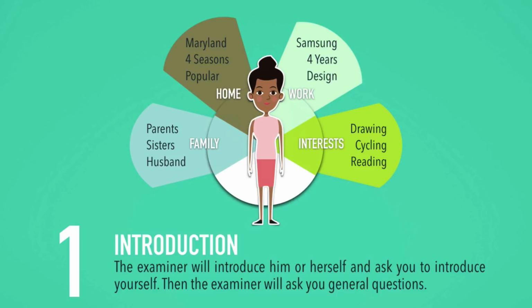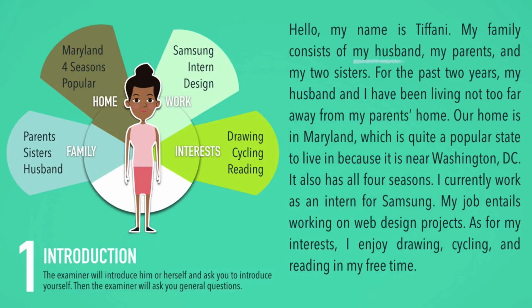So for family, I chose parents, sisters, and husband. For home, I chose Maryland, 4 seasons, popular. For work, I chose Samsung, 4 years, and design. And for interests, I chose drawing, cycling, and reading. So when I add this information to my introduction, it looks like this.